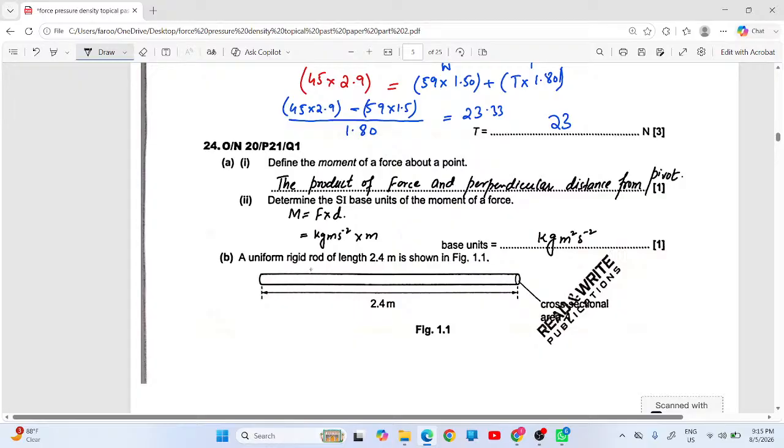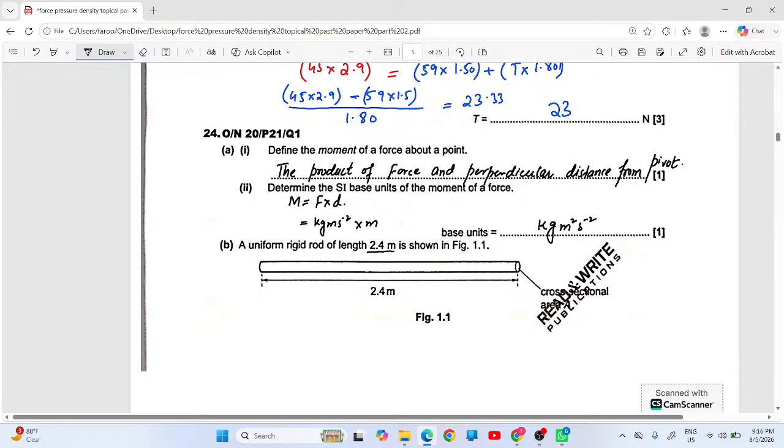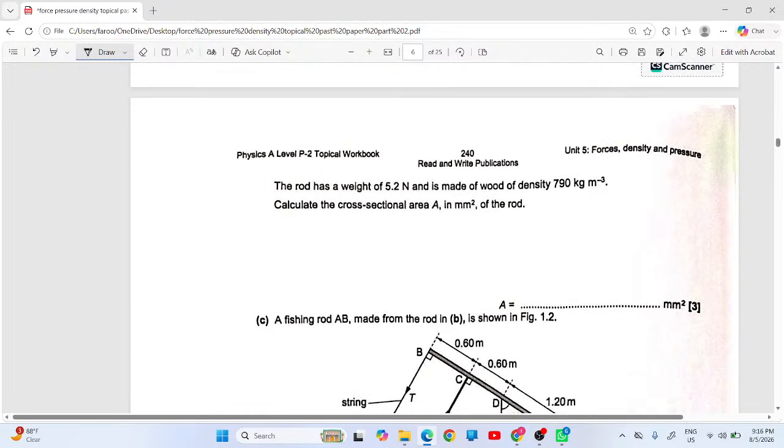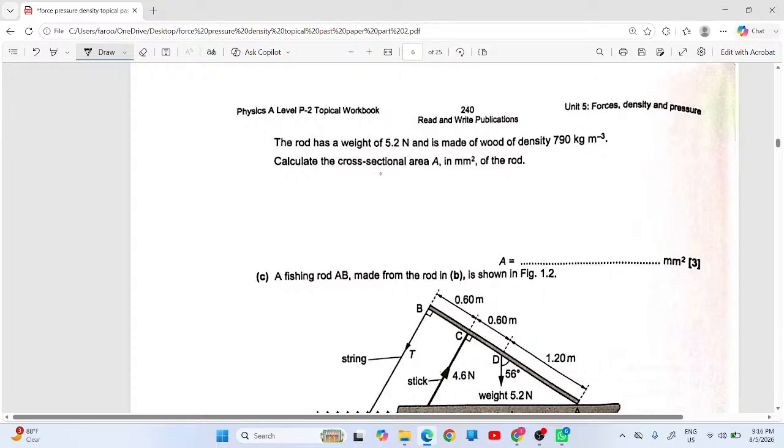Okay, next is the uniform rigid rod of length. Length is given, is shown in figure 1.1. Next is the rod has a weight. Weight is given, length is given, the density. The rod has a weight of 5.2 and is made up of wood of density this. Calculate the cross-sectional area in millimeter square of the rod. You have to find out the cross-sectional area of the rod in millimeter square.